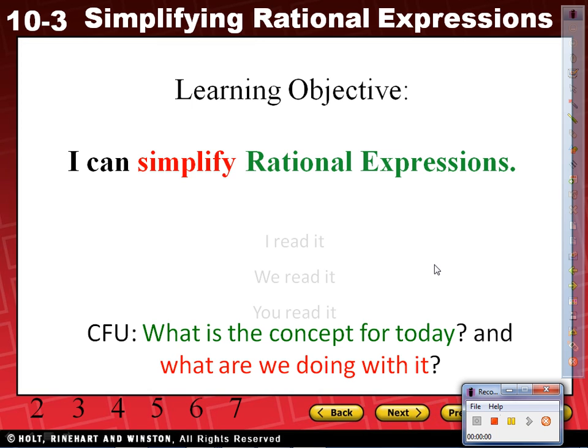For today, I can simplify rational expressions. Let's read it together. 1, 2, 3. I can simplify rational expressions.